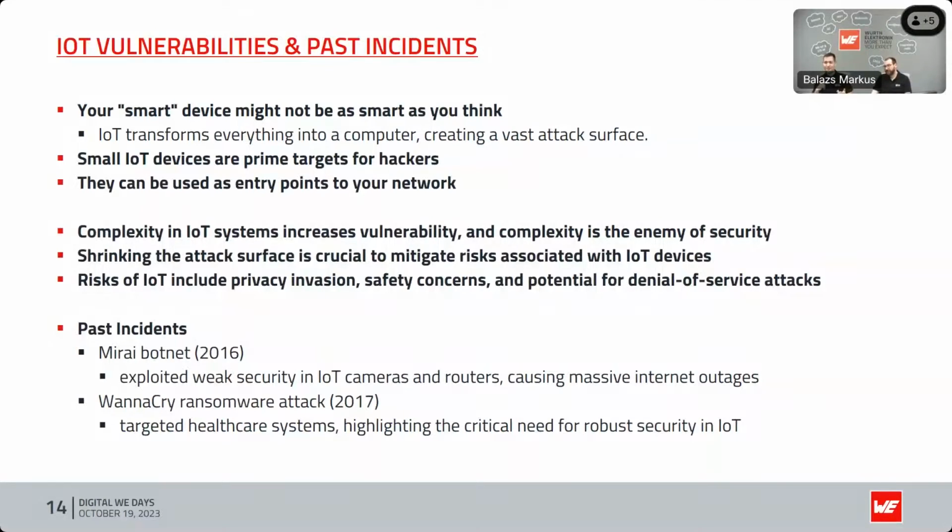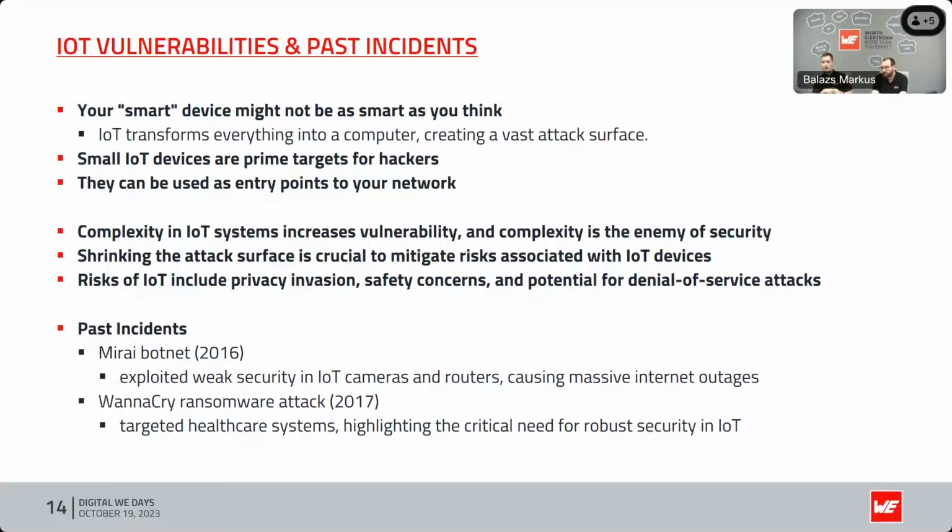You might ask the question, because IoT nowadays transforms everything into a computer, and that creates a vast attack surface. Small IoT devices are usually very easy targets for hackers because they are connected to the network, but usually they lack the software and hardware security that is implemented in, for example, computers or any kind of large-scale user devices. But as these devices are becoming more and more complex, usually these hardware and software protections are not scaled up enough in terms of security.